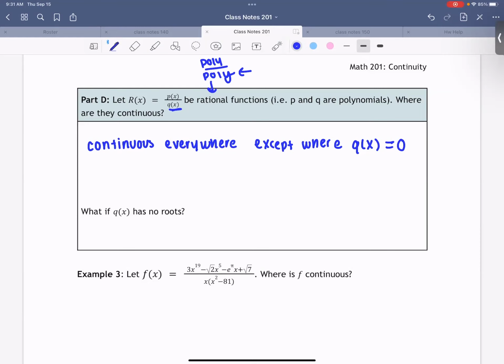So let's say we have, let me give an example, 3x plus 1 over x squared plus 1. Here, my denominator doesn't have a root because if I solved x squared plus 1 equals 0, I wouldn't have an answer. It'd be imaginary, right? Where would this be continuous? Everywhere, right? So rational functions are continuous everywhere except where the denominator equals 0. If there's no place where the denominator equals 0, we're continuous everywhere.